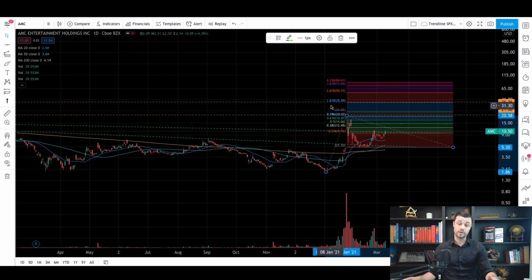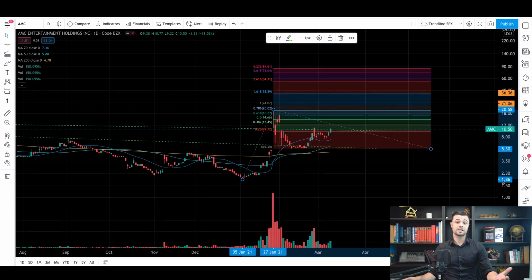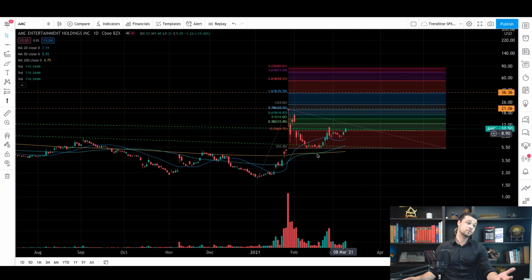So 1.618 is the golden number. It's actually a level that we very often see acting as support or resistance. So in the case of a move up, it's going to act as resistance here. The 1.618, 35, is a very nice level, guys. The next one would be 54. So let's see what happens here.